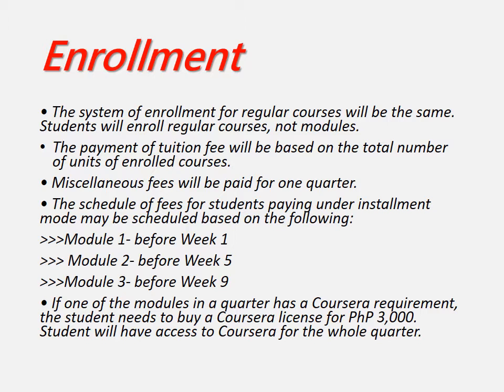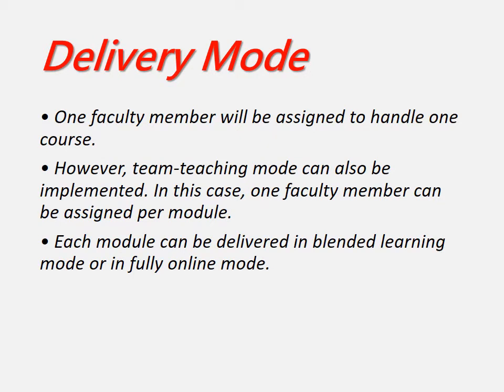If one of the modules in a quarter has a Coursera requirement, the students need to buy a Coursera license for 3,000 pesos. Students will have access to Coursera for the whole quarter. One faculty member will be assigned to handle one course. However, team teaching mode can also be implemented. In this case, one faculty member can be assigned per module. Each module can be delivered in blended learning mode or in fully online mode.